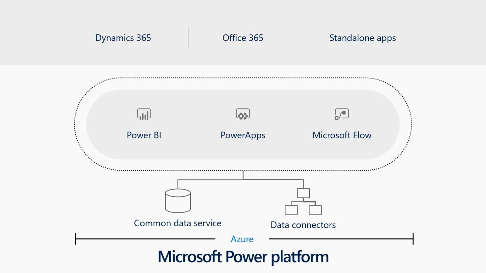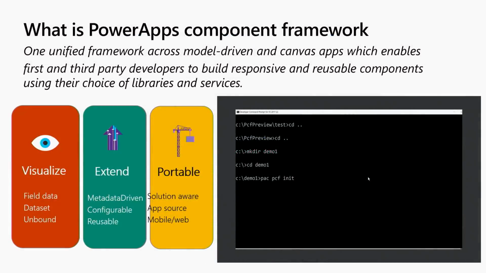To give a bigger picture here, on top of the core service, we have three main products today: Power BI, PowerApps, and Microsoft Flow. This particular talk would be covering PowerApps Component Framework, which, as I said, will enable developers to build components for PowerApps, which could be either the model-driven Power App or the Canvas Power App.